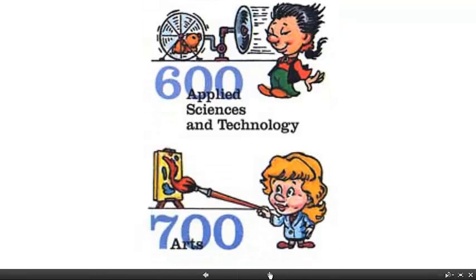In the 600s, we have applied science. Applied science is the study of how people use nature to make life easier. In the 600s, you'll find books about technology, cooking, health, farming, and cars. In the 700s, you'll find books about art and recreation, fun activities. In this area, you'll also find books about drawing, painting, music, and sports.